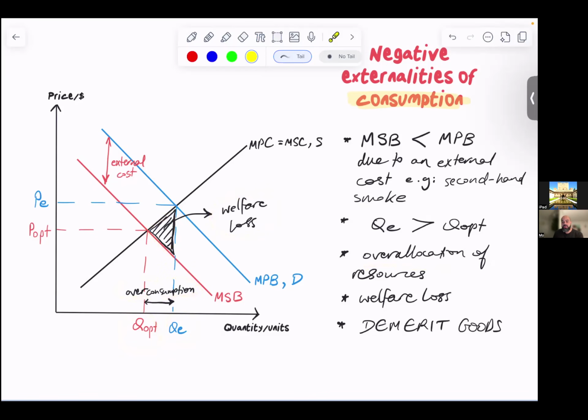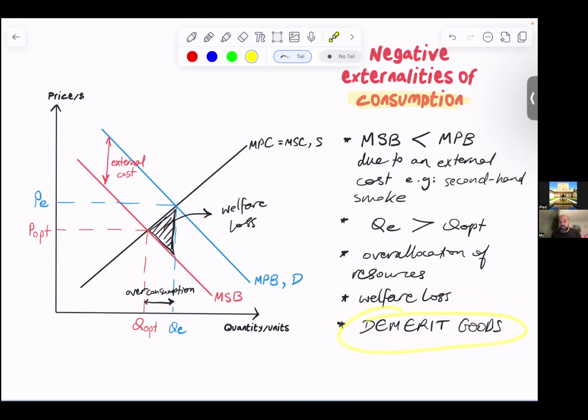Now, negative externalities of consumption are associated with demerit goods like cigarettes, like gambling, like alcohol. All of these goods generate an external cost on society. So, for example, gambling is addictive and can destroy a person's life and damage their family as well. Alcohol, overconsumption of alcohol leads to more road accidents because of people driving under the influence of alcohol. And so on and so forth. So demerit goods are goods and services that are not just harmful to the individual consuming them, but they're harmful to society as a whole.